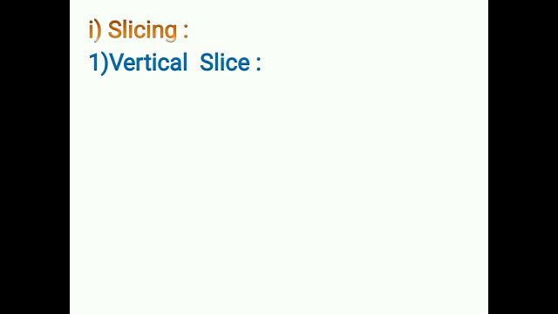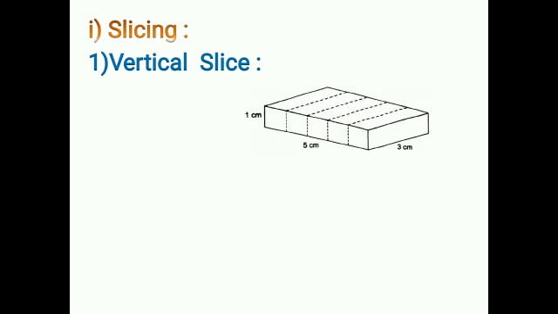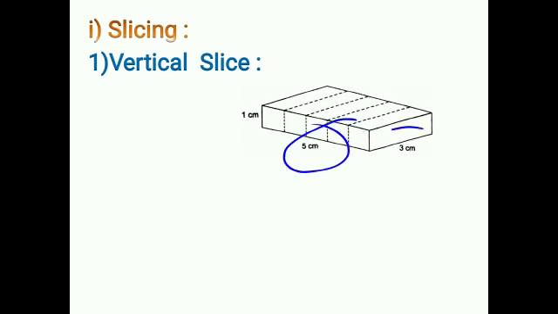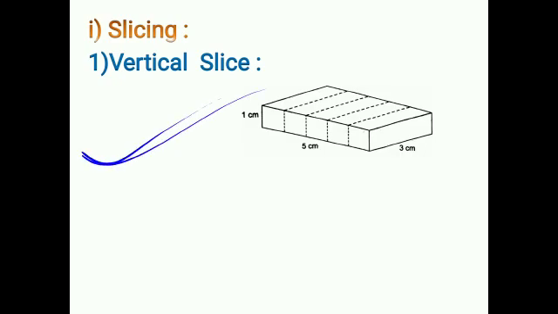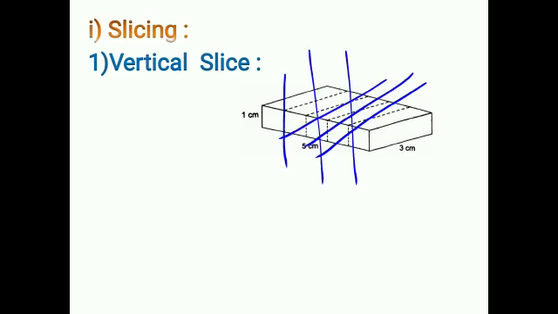size. So take a cuboid of dimension 5 centimeter, 3 centimeter into 1 centimeter. Now if we slice it vertically parallel to the breadth, we get a rectangular cross section of dimensions 1 centimeter and 3 centimeter. So that means if we slice it vertically, we get a rectangular cross section. This is the concept of vertical slicing. We have to slice vertically, like that.